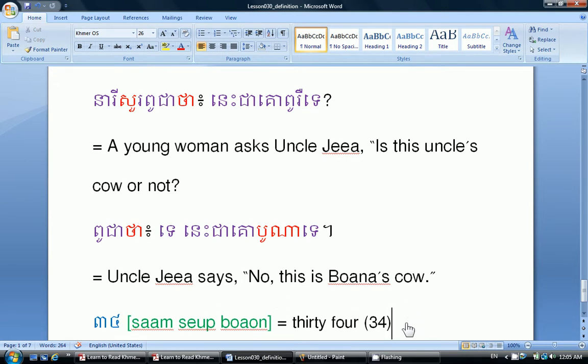This lesson is on page 34. 34 in Khmer we say Sam Sabun. Now please take out a piece of paper and a pencil and learn how to write ro and vo along with some of the words from page 34. Okay?